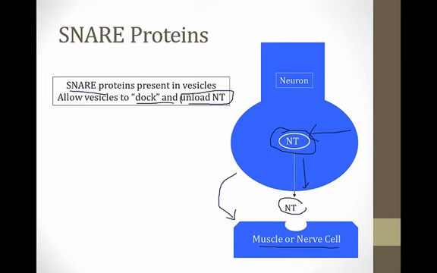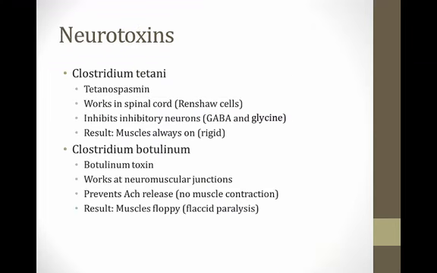So Clostridium tetani makes an exotoxin called tetanospasm, and this works on neurons in the spinal cord called Renshaw cells, and these are inhibitory interneurons. So when you inhibit the inhibitory cells, the result is that you get overactive neurological activity. This means that the muscles will always be on because you've removed inhibitory signals, and therefore you get rigid paralysis. And it's very important to remember that tetanus causes rigid paralysis.